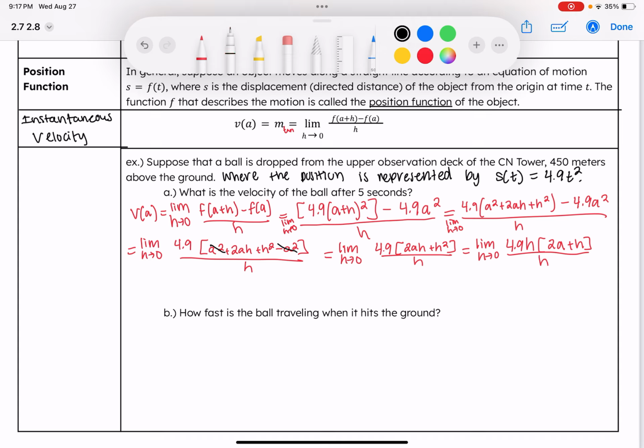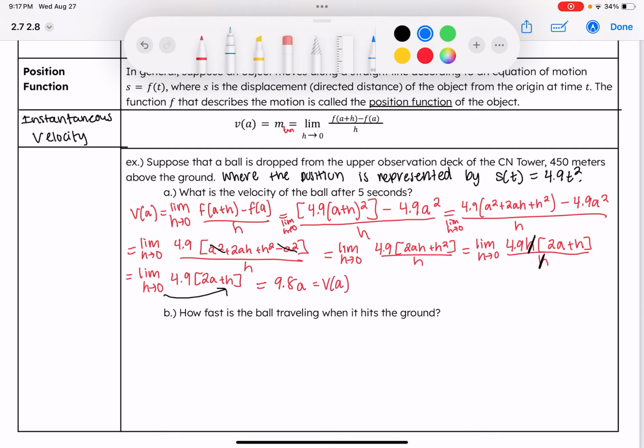And now I see that I have an h on top and h on bottom. So I have the limit as h approaches 0 of 4.9 times 2a plus h. I can now evaluate at 0, plug my 0 in, and I get 4.9 times 2a plus 0, or just 4.9 times 2a, which is 9.8a. That is your velocity function.